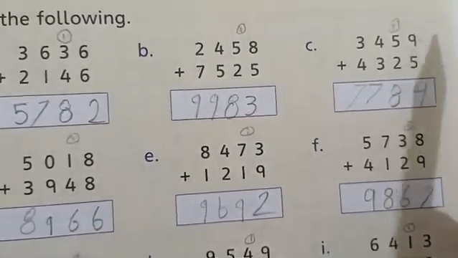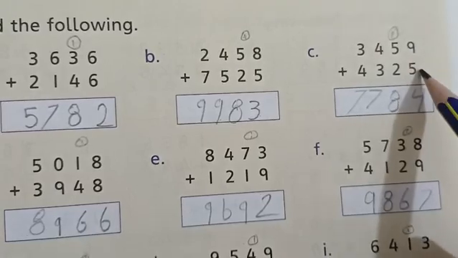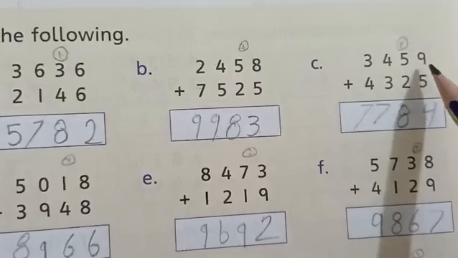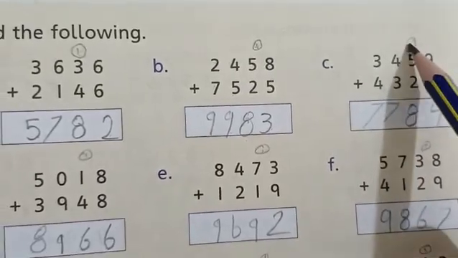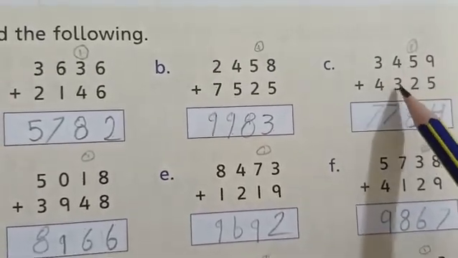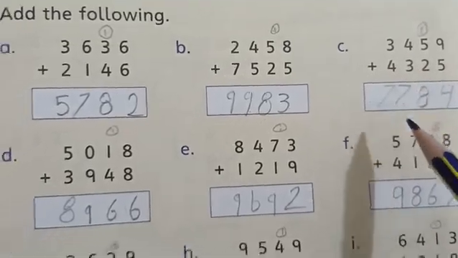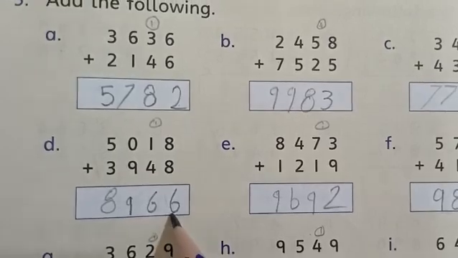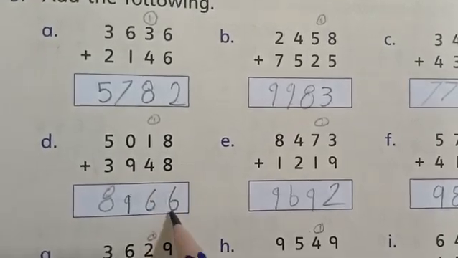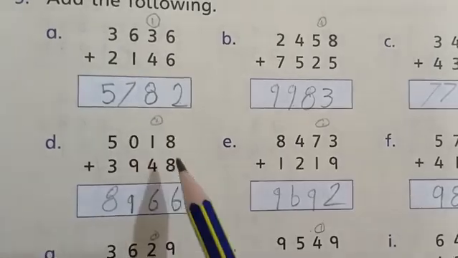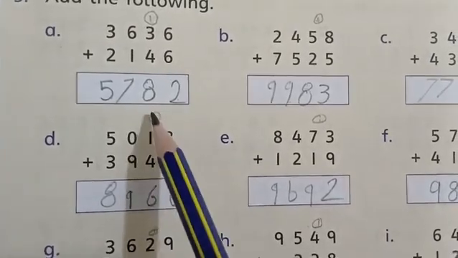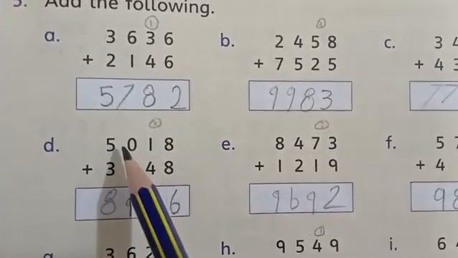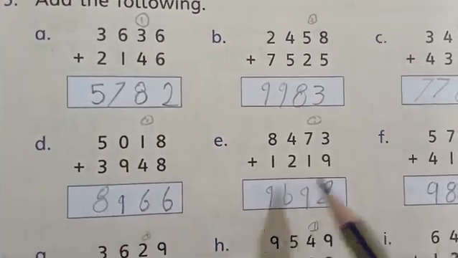Next we have 9 plus 5 is 14. So we write here 4 and 1 will be carry over here. Now 5 plus 2 is 7. 7 plus 1, it is 8. 4 plus 3 is 7. 3 plus 4 is 7. Next we have 8 plus 8 is 16. So we write here 6 and 1 will be carry. Now 1 plus 4 is 5. 5 plus 1 is 6. 0 plus 9 is 9. 5 plus 3 is 8.